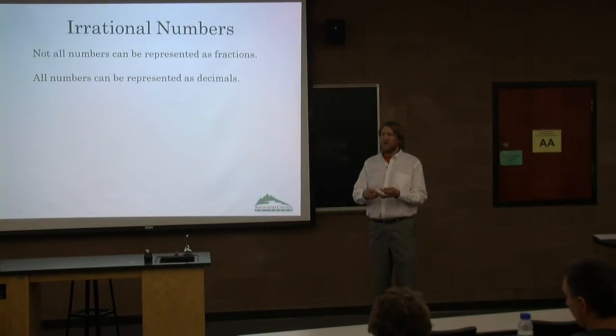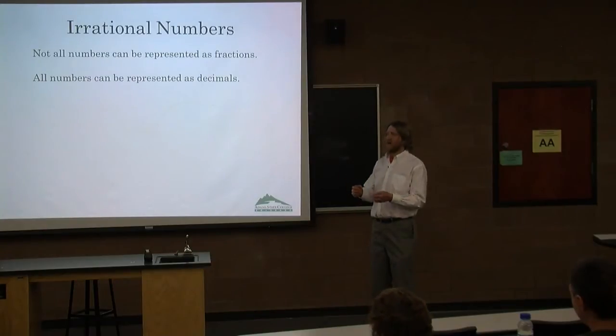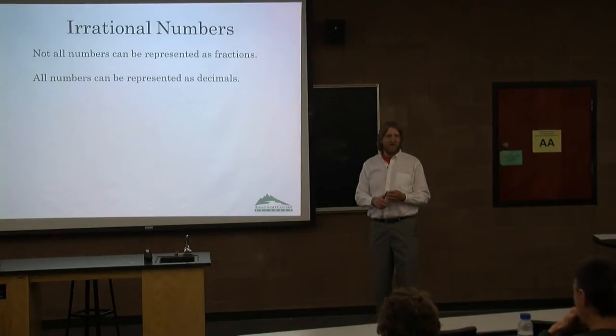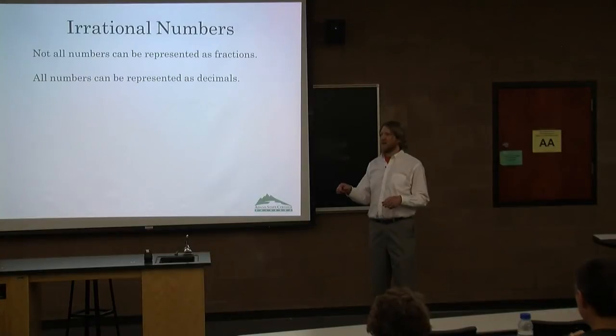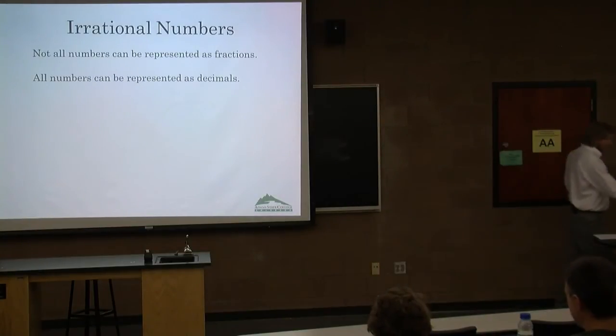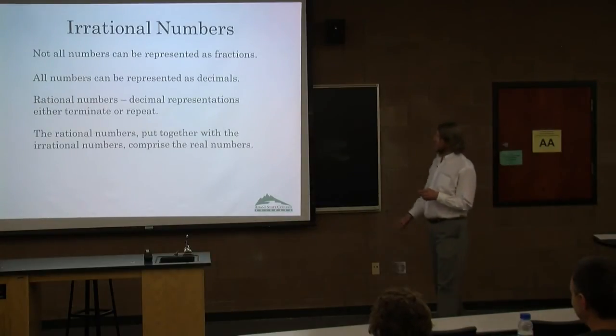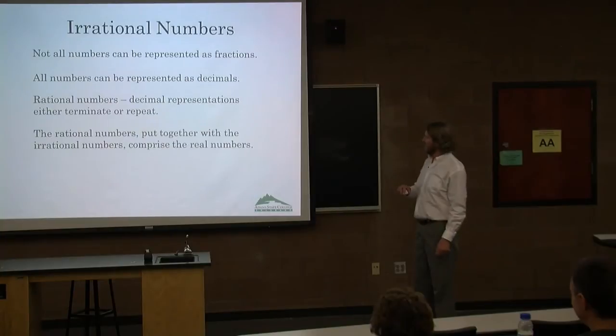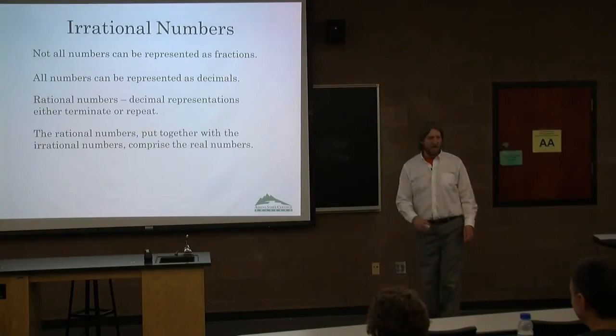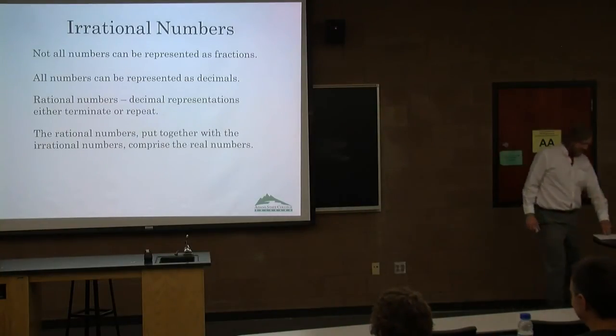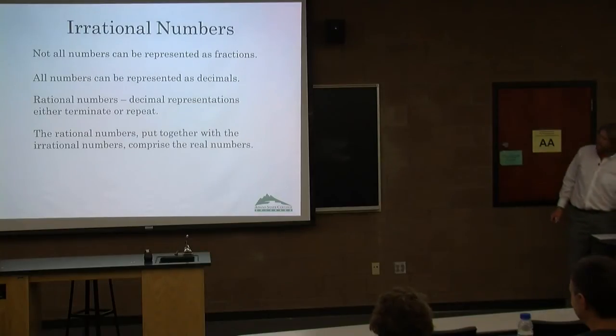And so then you can give what I like to call the grade school definition of an irrational, which is a decimal number that does not terminate or repeat. Okay? So when you take the rationals and put them together with the irrationals, now you've got the real numbers. Okay? And so, what about these irrationals?